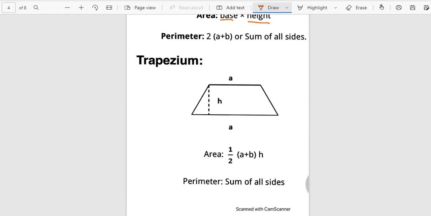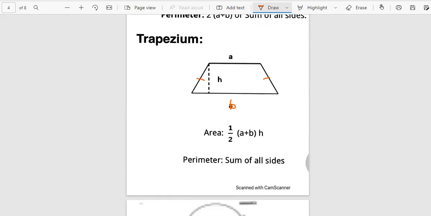In case of the trapezium, the area is 1 by 2 A plus B. Let's say this is B. So we have two parallel sides, that is A and B. We do 1 by 2 A plus B multiplied by the height. That would be the area, and perimeter would be sum of all sides. Okay, that would include A, B, and these two sides.